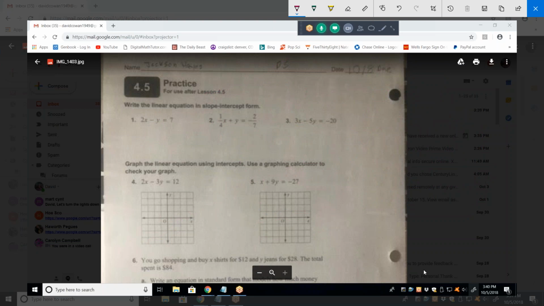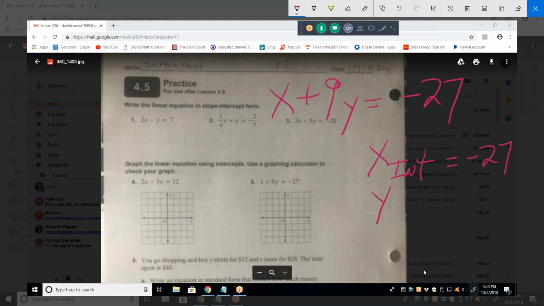All right, number 5. We got x plus 9y equal minus 27. Same exact process. Tell me what the x-intercept's going to be. What are you going to make y to solve for the x-intercept? Remember, when you're solving for the x-intercept, you got to start by making the other variable 0. So, positive 27. There you go. That's the x-intercept. What's the y-intercept?